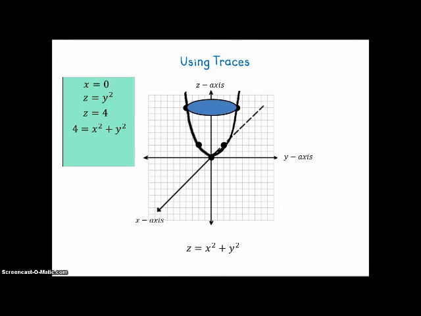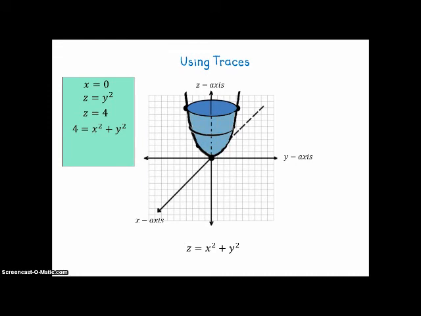And so I think you can kind of see how this is shaped. You're going to get circles all the way down when you fix z values. And so what we have here is a paraboloid, and this time z can't be negative, so that's it. That's all you get.